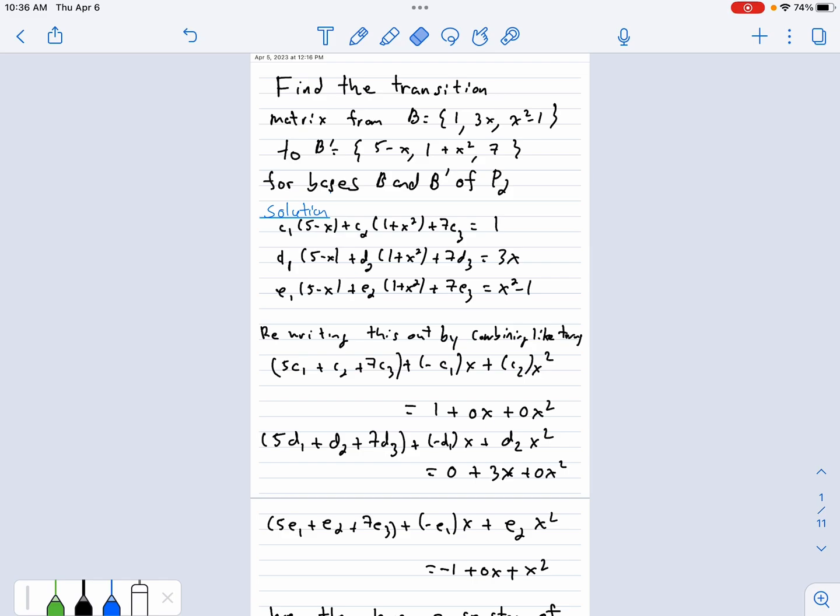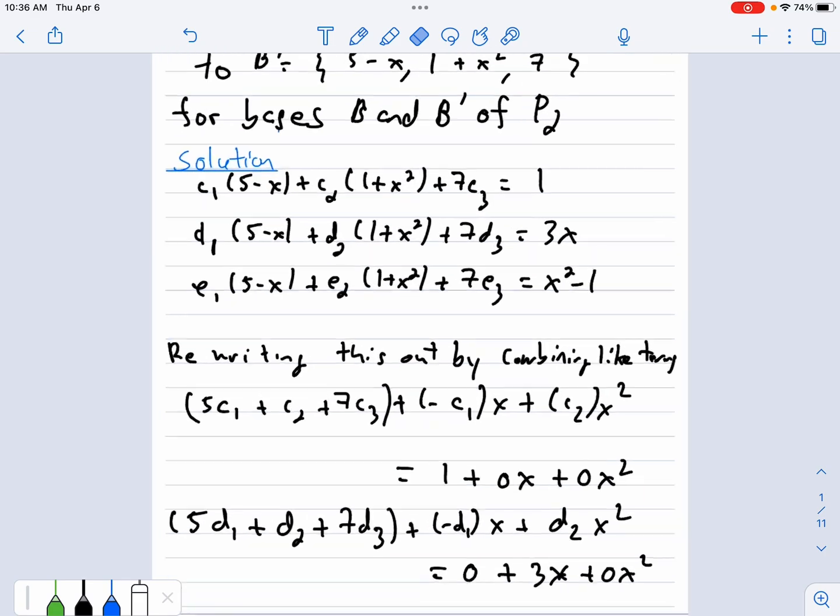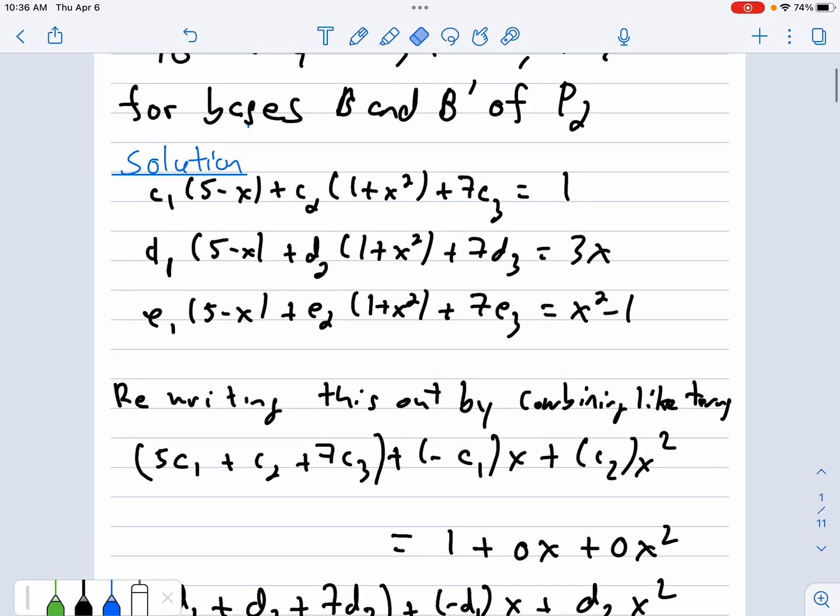So we basically set up a system of equations. I'd have one equation: C1 times (5 − x) plus C2 times (1 + x²) plus 7C3 equals 1. So that's all this stuff right here. And then D1 times (5 − x) plus D2 times (1 + x²) plus 7 times D3 equals 3x. That's the next vector. And then finally E1 times (5 − x) plus E2 times (1 + x²) plus 7 times E3 equals x² − 1.